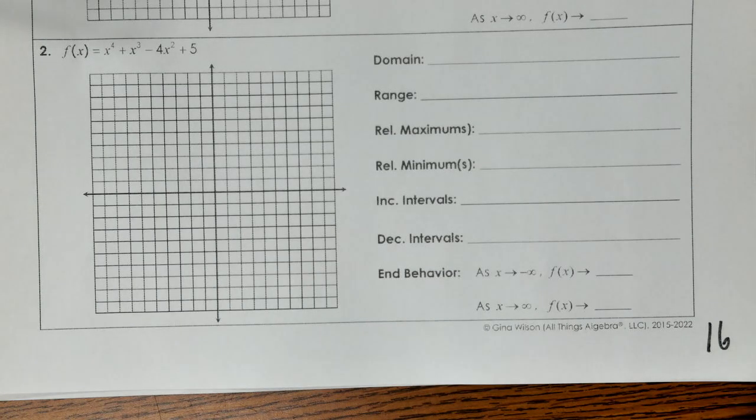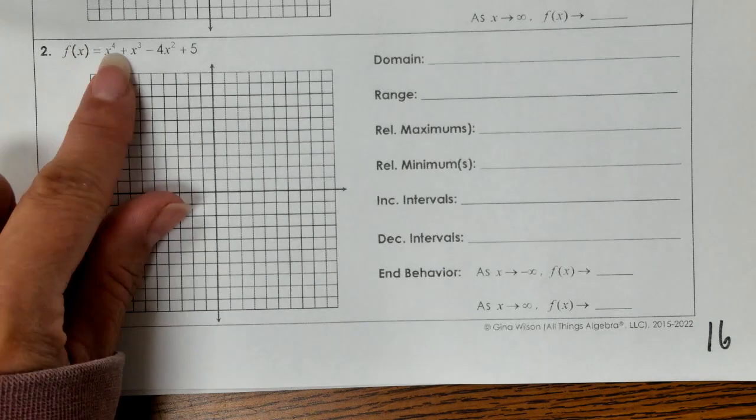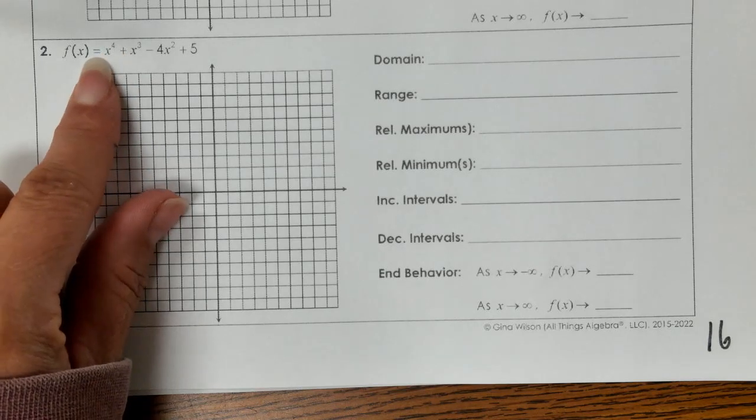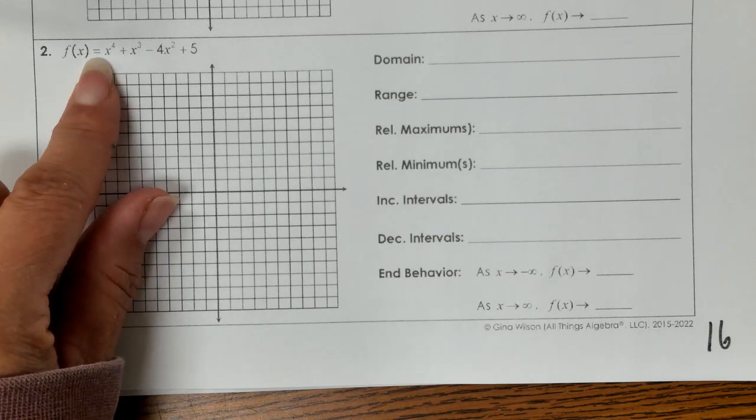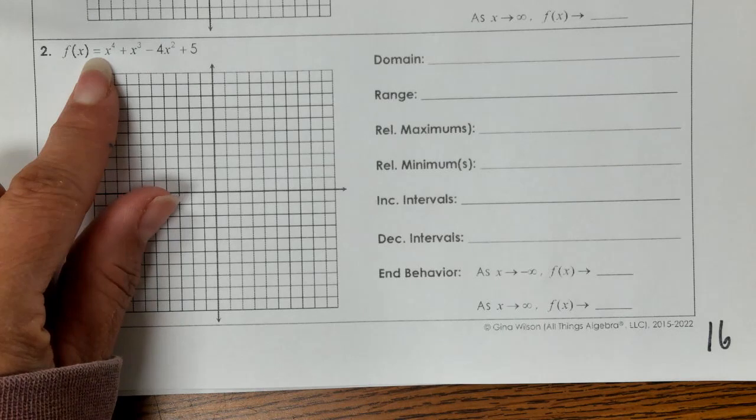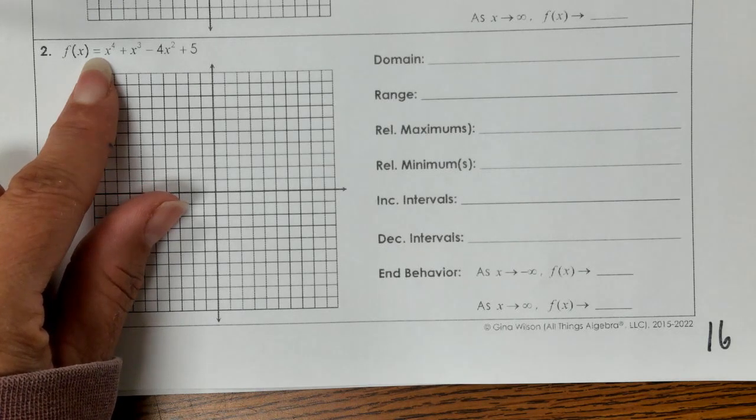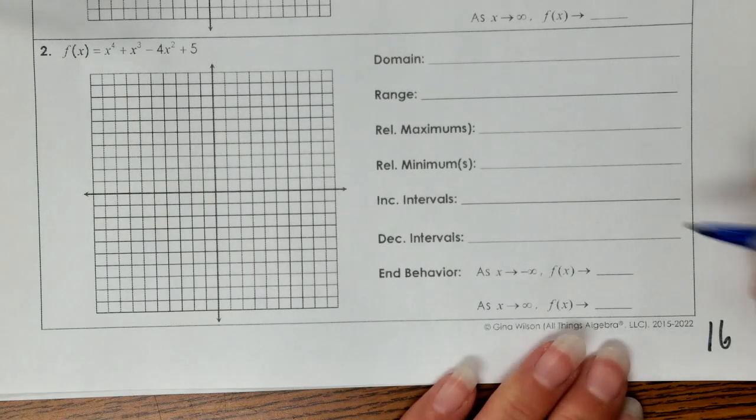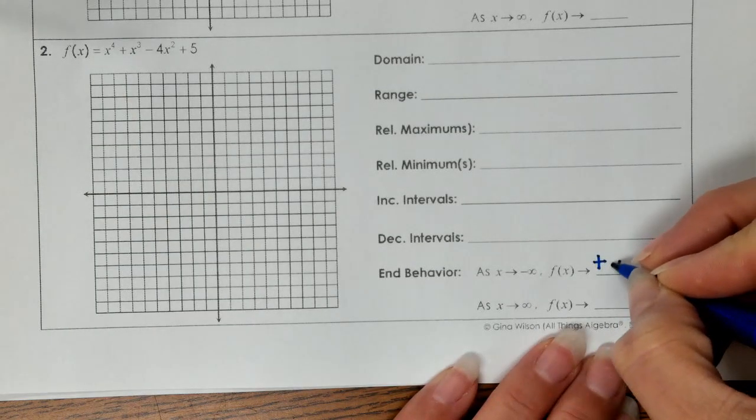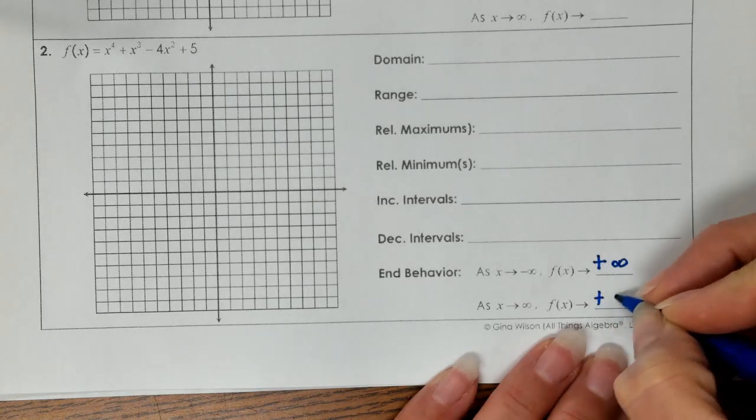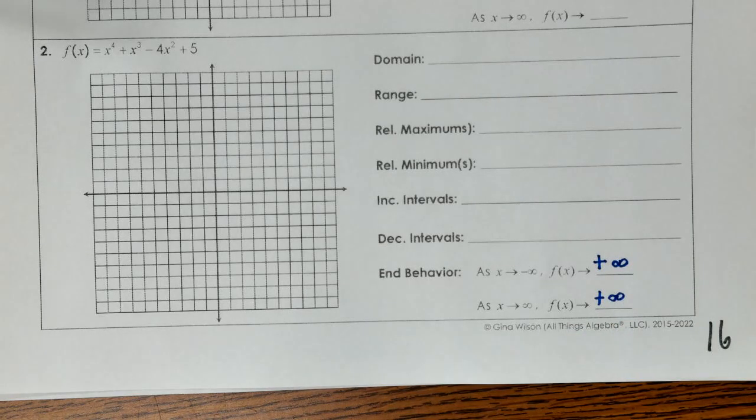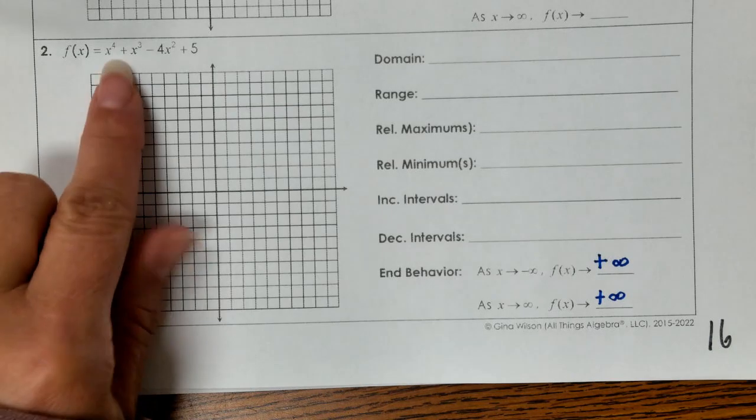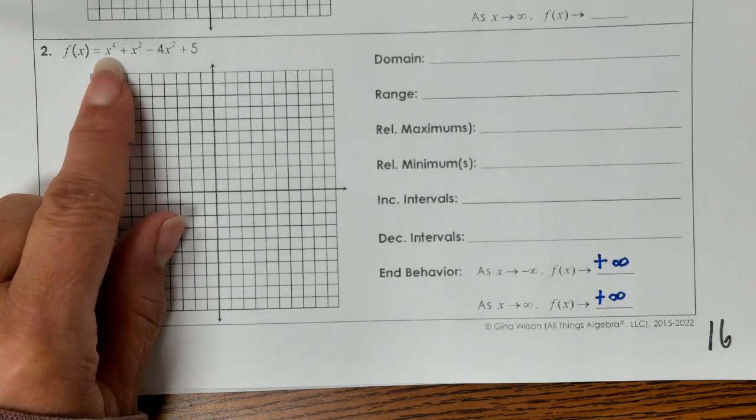Problem number 2, the first thing that you might notice, even without graphing, is that it's even, and it is a positive even function, which means our ending behavior should be up, up. So up, up is positive infinity and positive infinity. You could write that in. That is just looking at this first term and seeing the power of 4 and that it's positive.